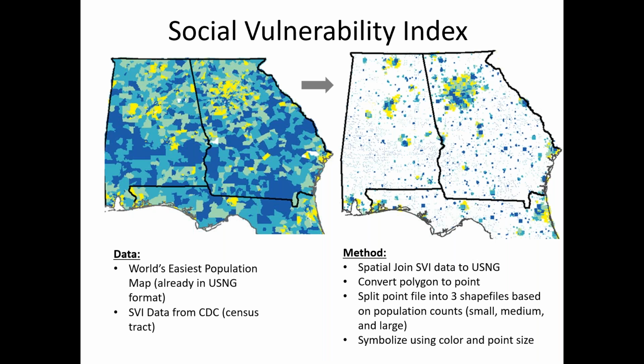So then we convert the polygons to points and split the points into the 3 shapefiles like we talked about earlier based on population counts. So you'd have small, medium, and large. And then you symbolize using color and point size. And now you can see where the people are.